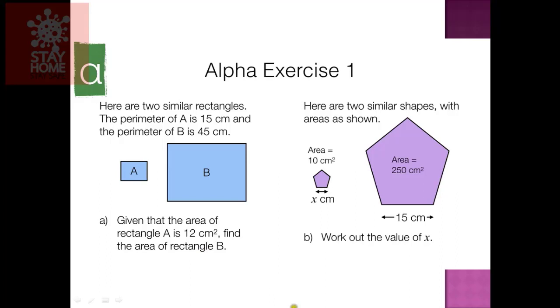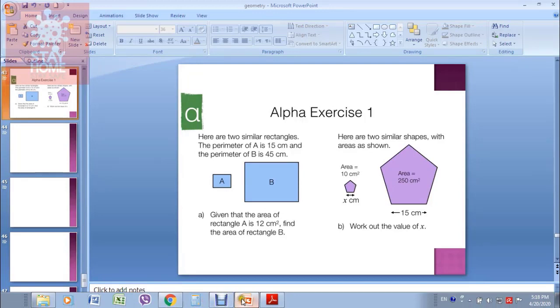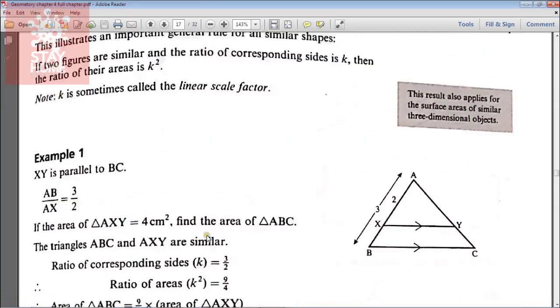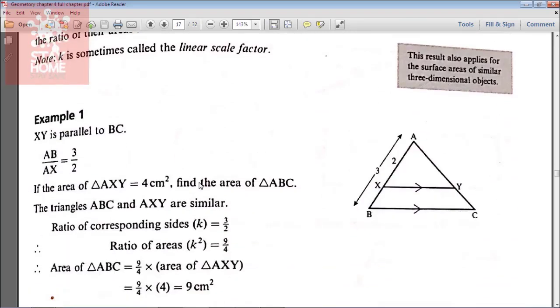Okay, now come to the exercise in the book. See here, area of the similar shapes. The two rectangles are similar, the ratio of the corresponding sides being K. The ratio is K. So what you will do, find the area and multiply by K. So you can find out the area of the other.